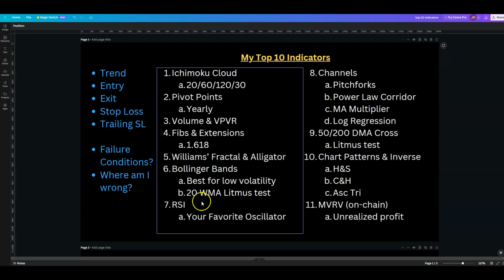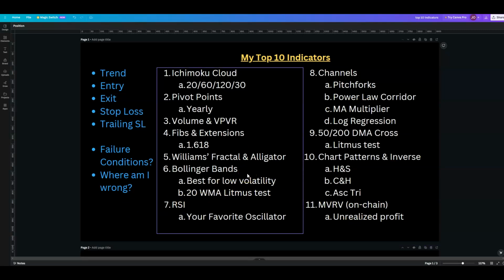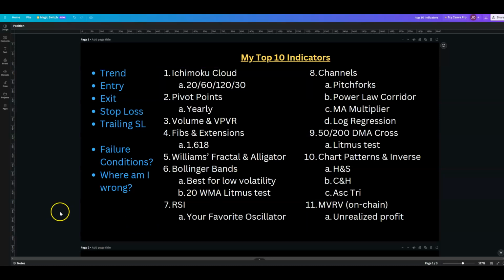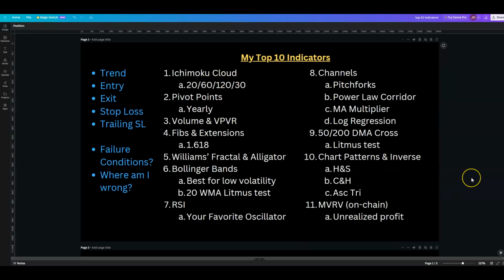The one outlier of this list, other than the MVRV, would be Bollinger Bands, which I mainly use for low volatility periods. I know some people use these all the time. For me, they work best to just quantify when a breakout is likely to occur based on volatility. That's kind of it. And other than cloud, chart patterns are easily the indicator that's made me the most money over the years.